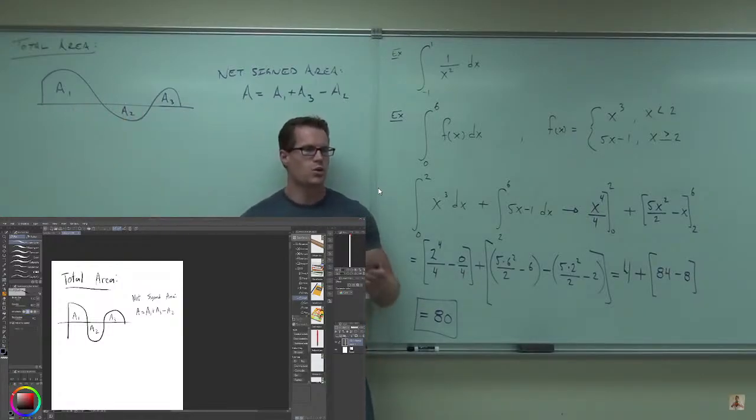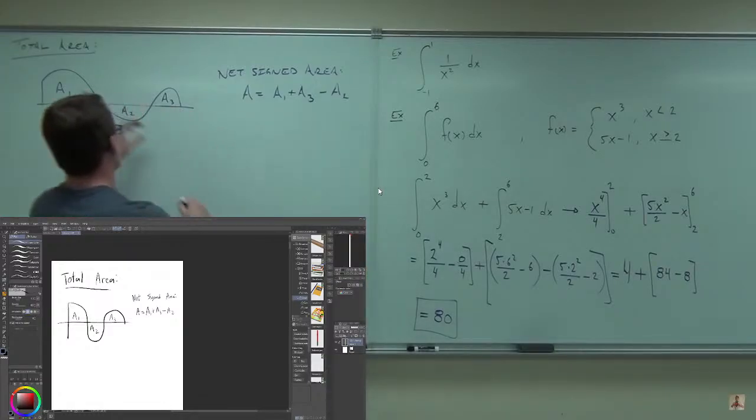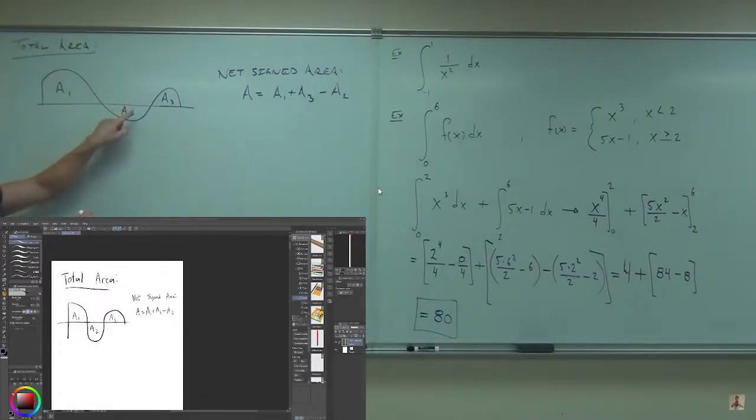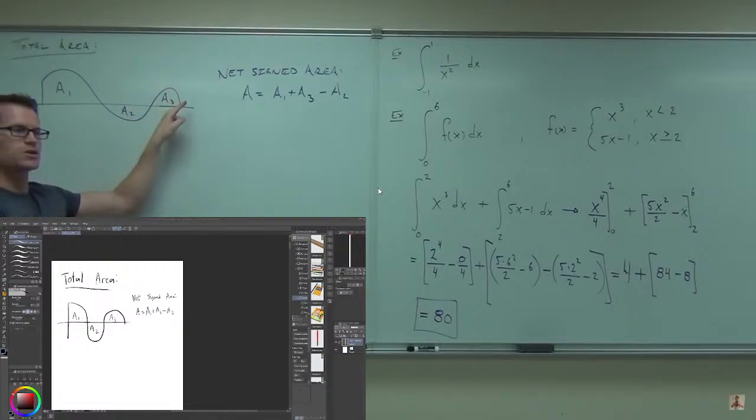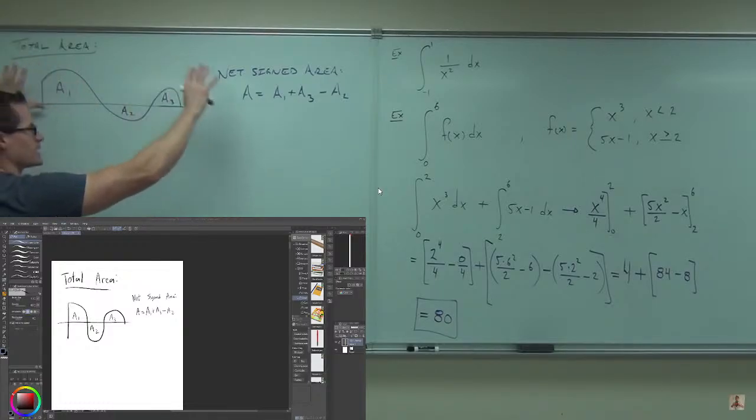Now, in order to count total area, what you do is this. You say, I want to count up the area that's between the two curves. I don't care which one's on top or which one's on bottom. I want to find out the actual area between them. So find the area that's here and here and here. That would be total area. This is net signed area.